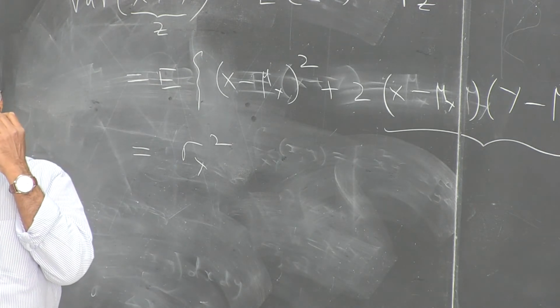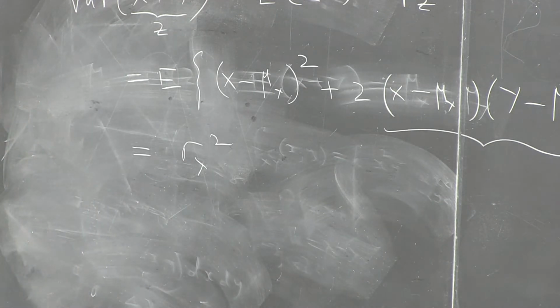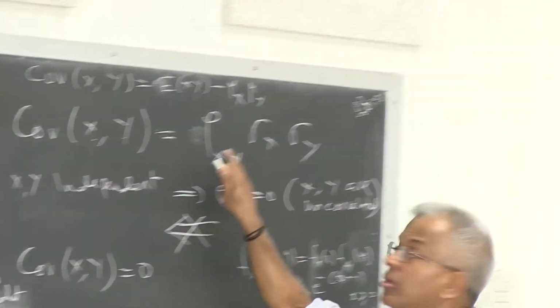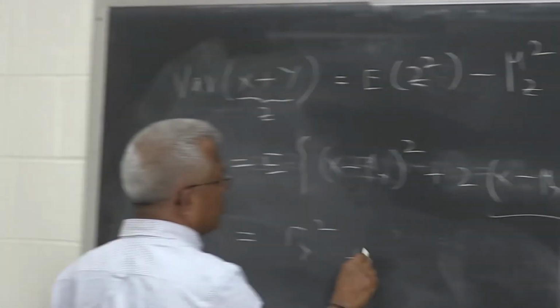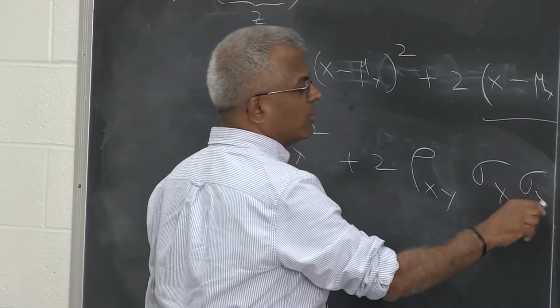Covariance of what? X and Y. Look here, that's the definition. The expected value of this multiplied by this is the covariance. What is the simplest form? I'm going to write it in terms of the correlation, so that's 2 rho xy sigma x sigma y. And the last term is sigma y squared.